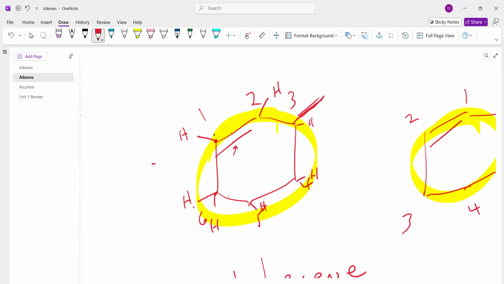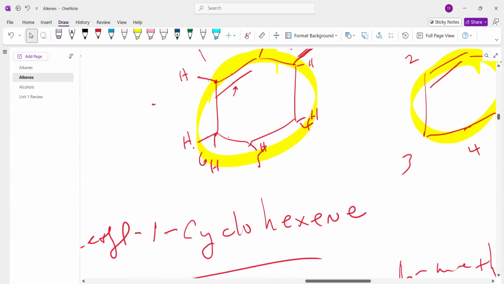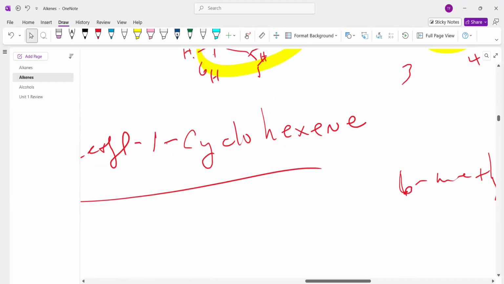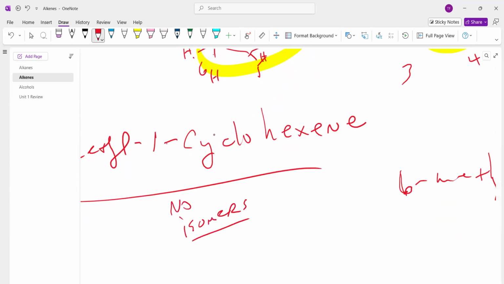So can we draw this any way that's different? No, you can't. Because of the cyclic nature, you're forced to draw it this way. So because of that, there are no isomers.